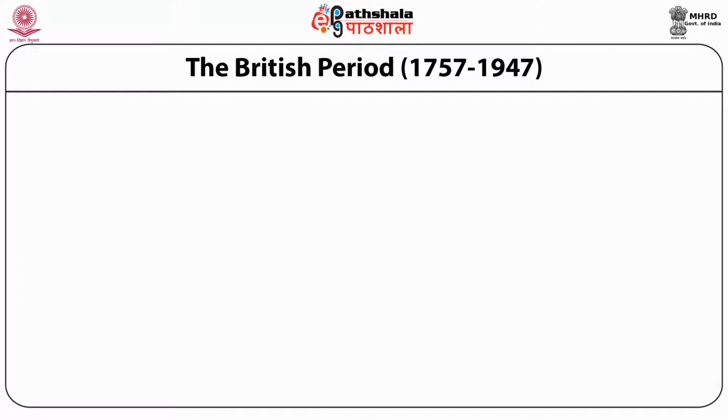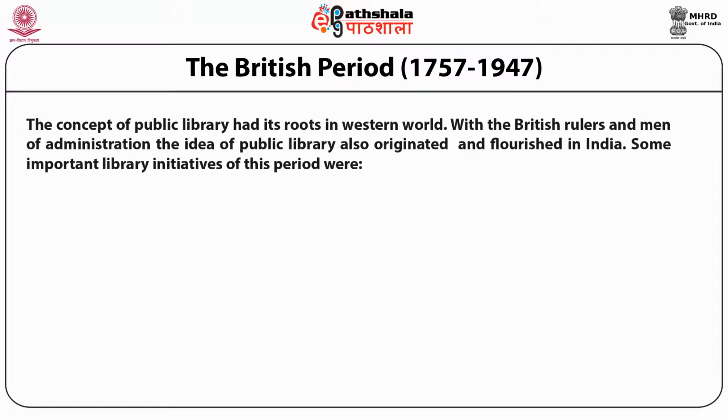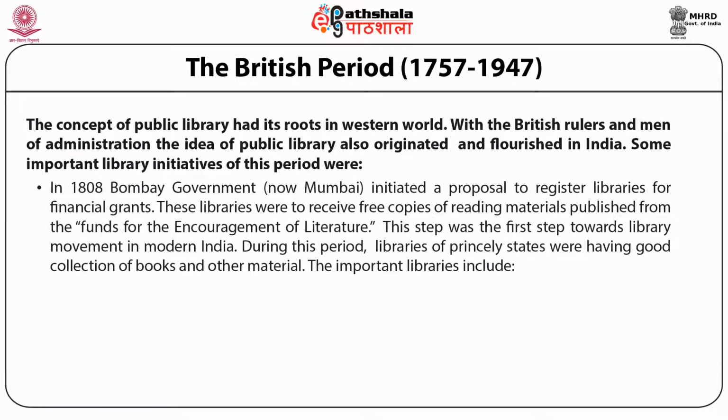The British period, between 1757 and 1947. The concept of public library had its roots in the Western world. With the British rulers, the men of administration, the idea of public library also originated and flourished in India. Some important library initiatives of this period were: in 1808, the Bombay government, now Mumbai, initiated a proposal to register libraries for financial grants. These libraries were to receive free copies of reading materials published, from the funds for the encouragement of literature. This was the first step towards the library movement in modern India.